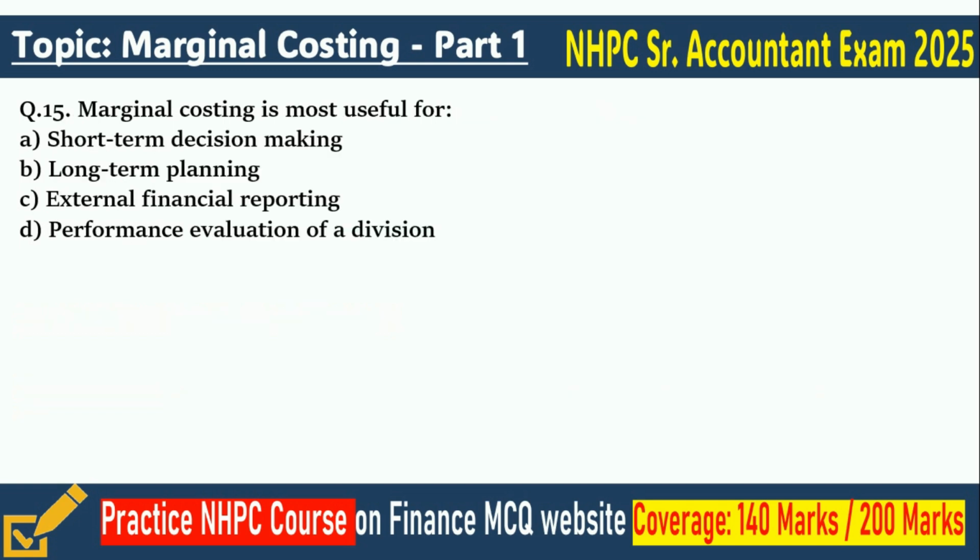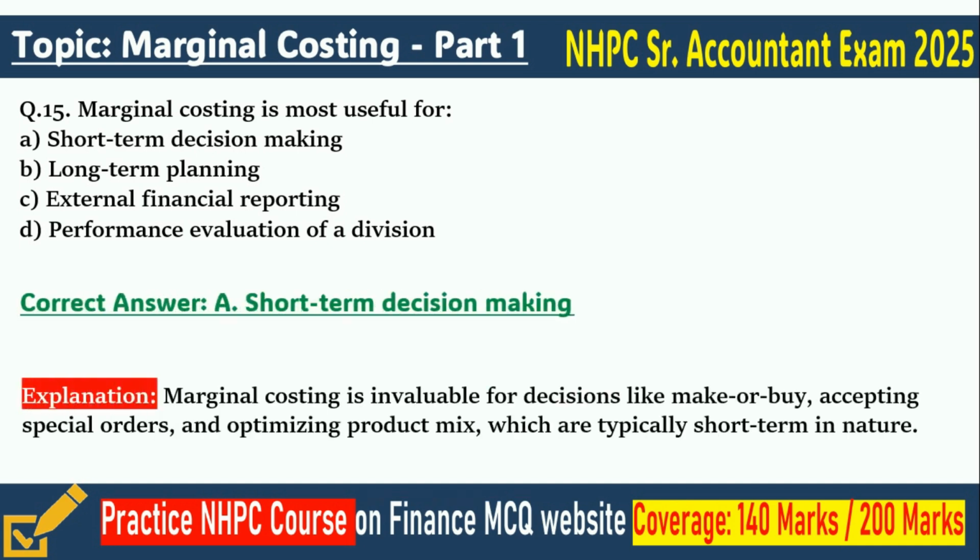Marginal costing is most useful for option A, short term decision making, and second option is long term planning. Option C, external financial reporting. Option D, performance evaluation of a division. So friends, remember that marginal costing will be useful for option A, short term decision making. And why is that? Because marginal costing is invaluable for decisions like make or buy, accepting special orders, or optimizing product mix, which are typically short term in nature.